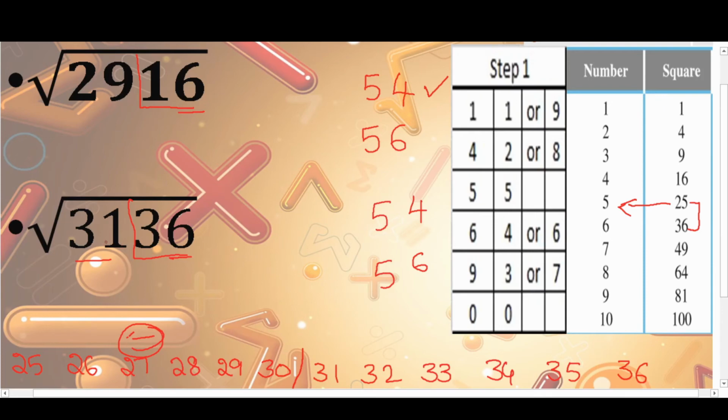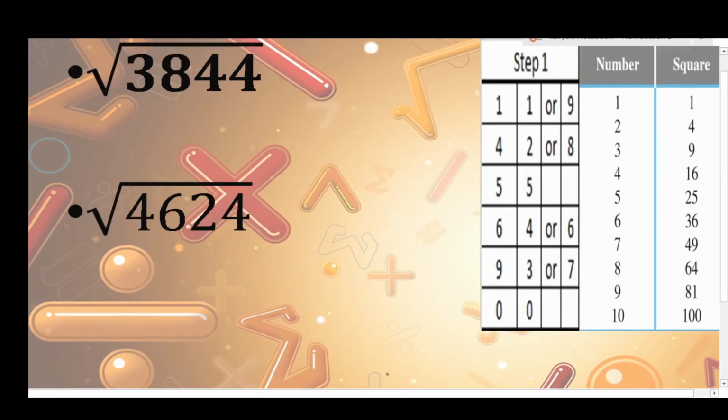Step number 3, I have 31. Let me check where does that 31 lie between. 31 is lying on my right hand side. So right hand side group, the greater number, 56.